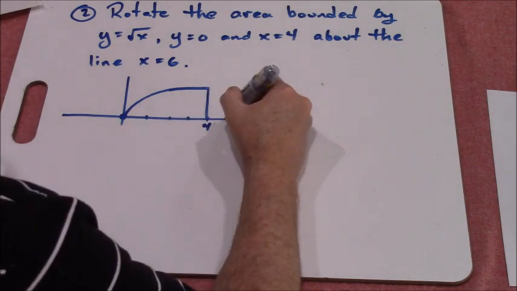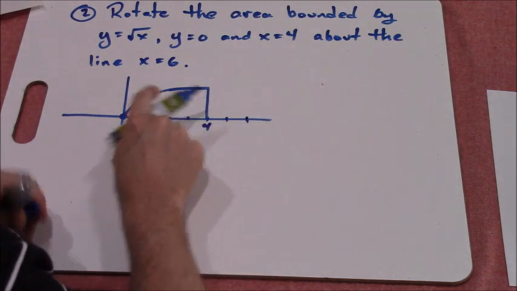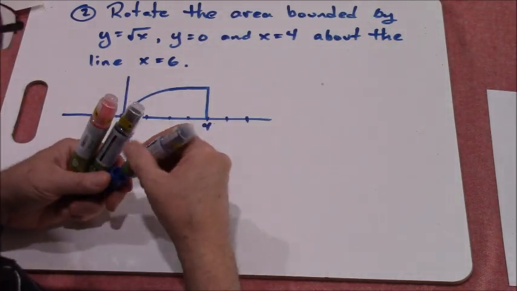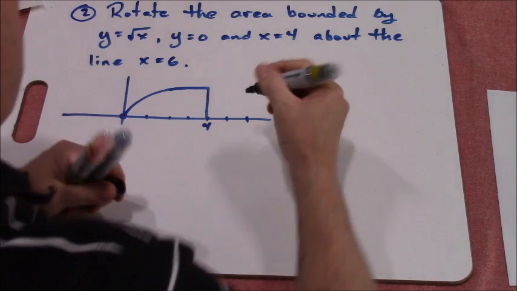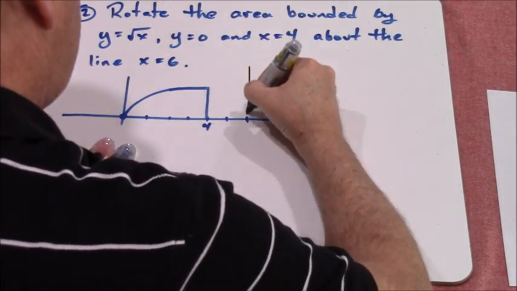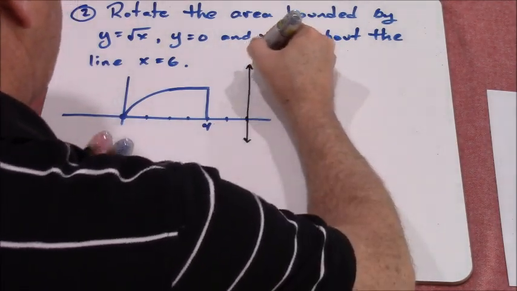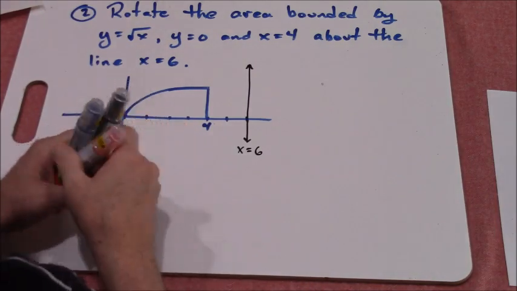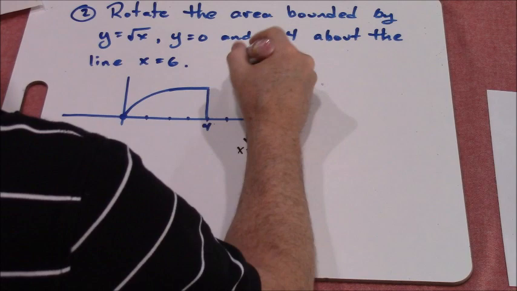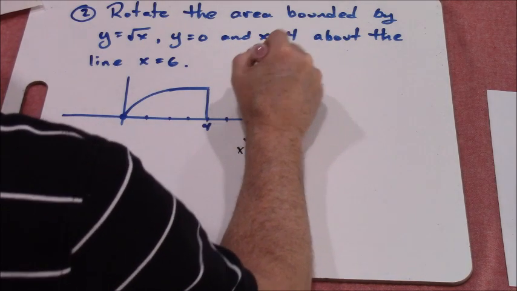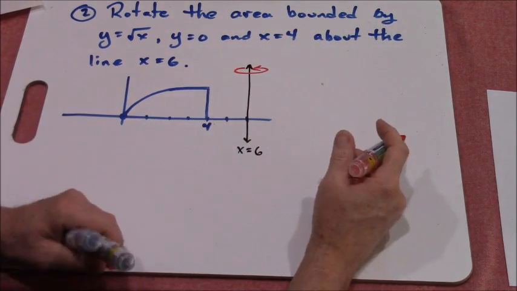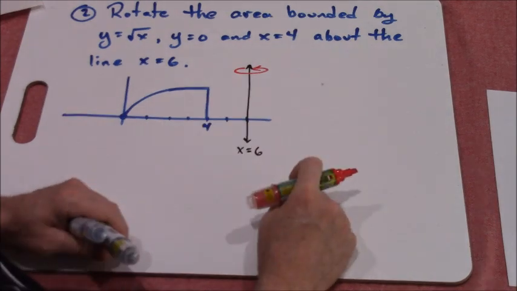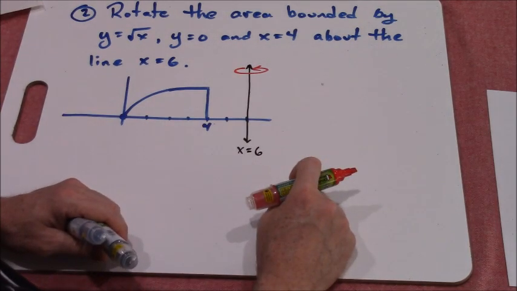So I'm going to take this area right here, inside of this curve, and I'm going to rotate it about this line right here. This is the line x equals 6. So yeah, this is different. We're not going around the x or the y axis this time, but this is going to happen, and so we need to figure out how to deal with this.